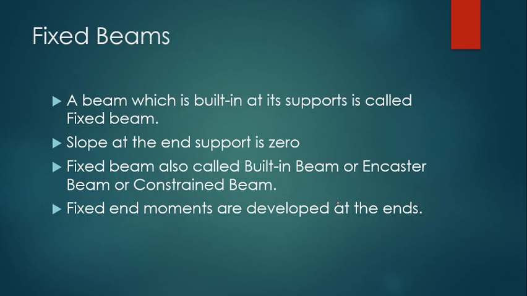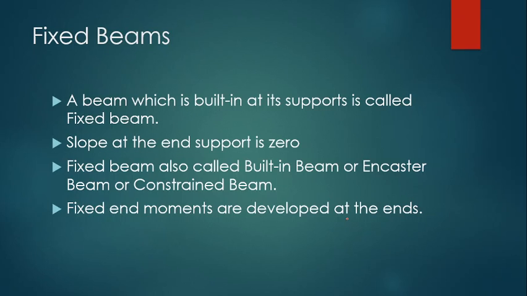So what is a fixed beam? A fixed beam is built in at its supports, and the slope at the end is always zero. In fact, deflection at the ends is also zero, and this is also called a built-in beam or encastre beam or constraint beam. And here fixed end moments are developed at both of the ends. It may be equal or unequal based on the load applied.